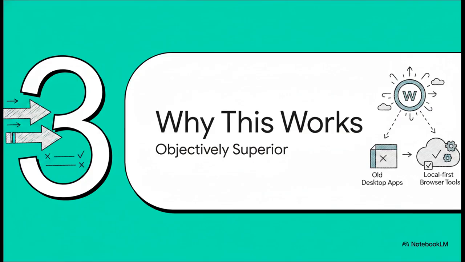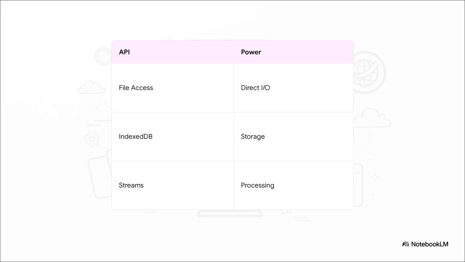Okay, let's dive into Section 3, why this works now. Now, you might be wondering, why couldn't we do this 5 or 10 years ago? Well, the answer is right under the hood. The web platform didn't just casually become good enough. It evolved to become objectively superior for local-first tools. Take a look at these APIs. The File System Access API? That gives your HTML file direct read and write access to specific folders. IndexedDB gives you gigabytes of transactional local storage. Then you have the Streams API, which lets you process terabyte-scale data without completely blowing out your computer's memory.